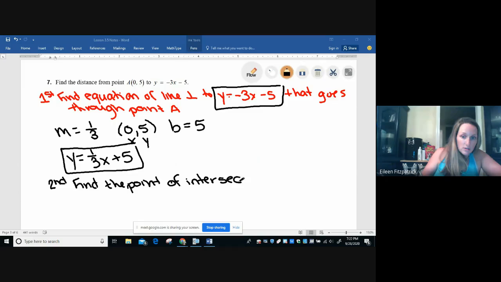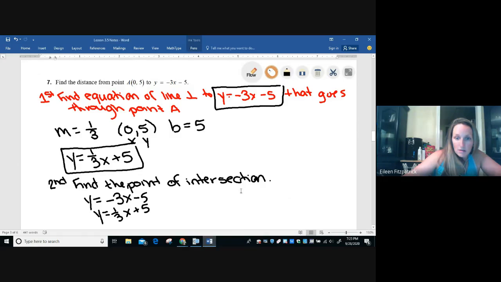In order to find the point of intersection, you could graph, but I'm going to solve it algebraically. So I'm going to write the two equations down. y equals negative 3x minus 5, and y equals 1/3 x plus 5. And I'm going to solve using a system of equations. I'm running out of room here. Hold on a second. I'm going to use elimination by subtracting one equation from the other. When I subtract, my y's are eliminated.